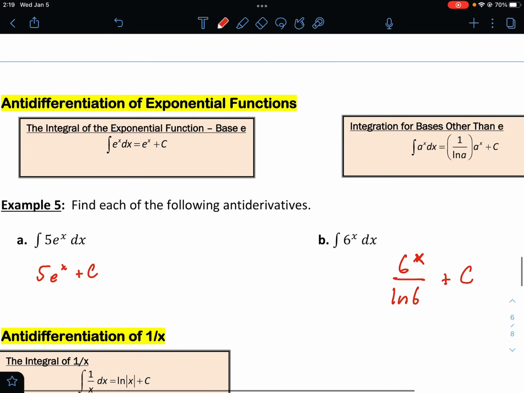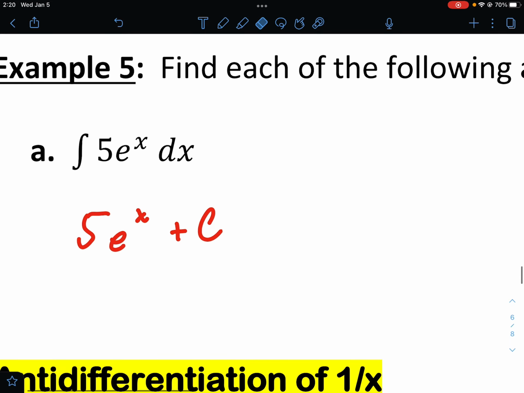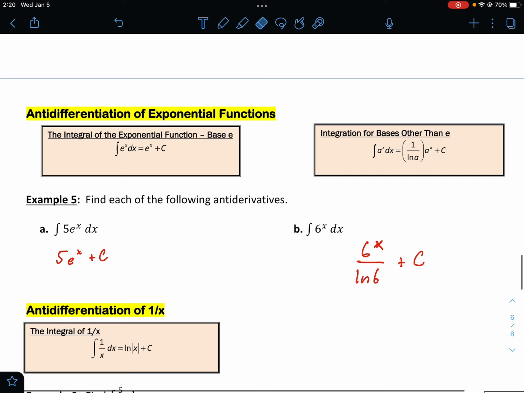Technically, we did that for this one as well. It was just e to the x over natural log e. But since natural log of e is 1, we don't have to write that. And that's why it's a little bit different for base e than for any other base.